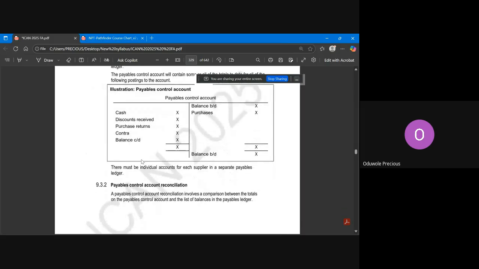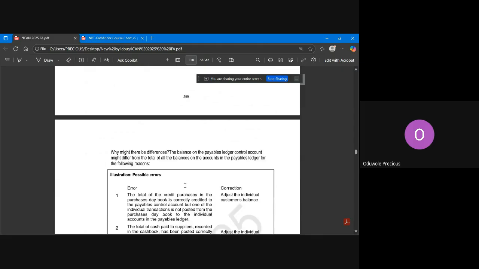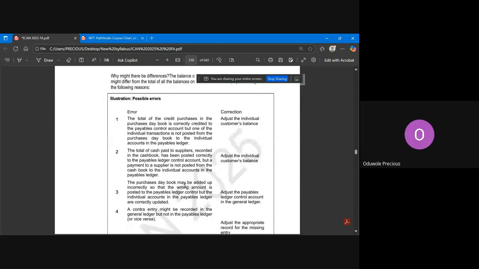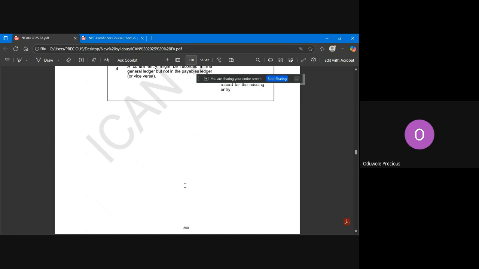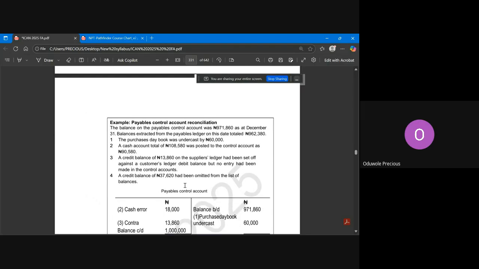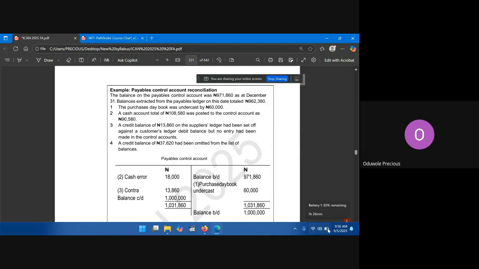Then just like we have receivables control account reconciliation, the same thing goes for payables. We also have reconciliation. What can cause the reconciliation is when there are discrepancies or inconsistency between the payables ledger and the payables ledger control account, when there is a difference. So this is a good example, let's just quickly do this. After this, we'll take a past question. Then we are done with today's class.